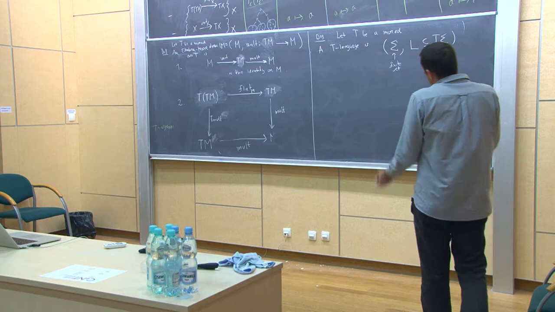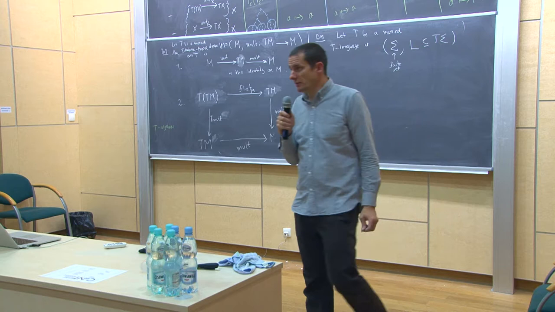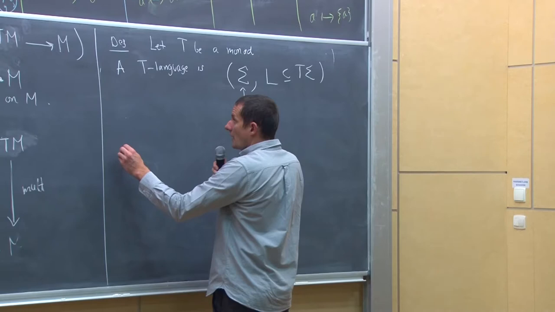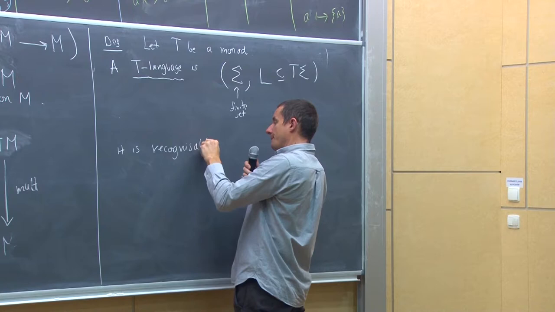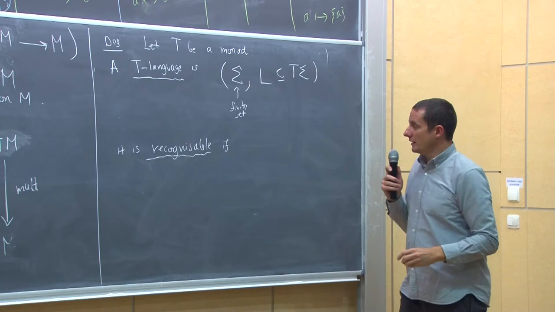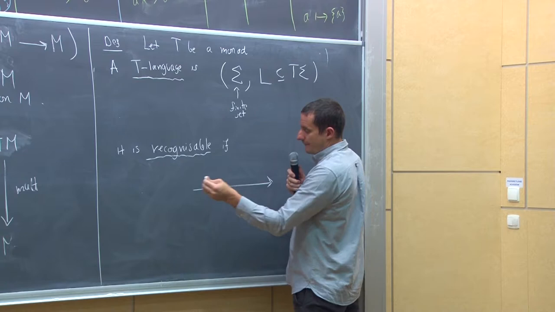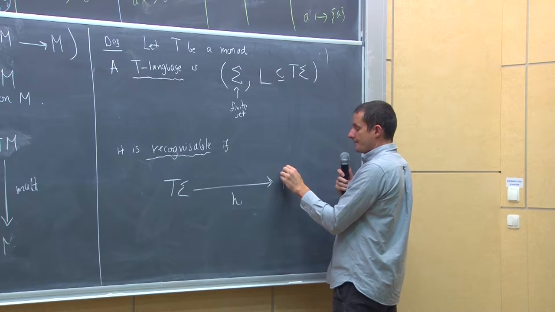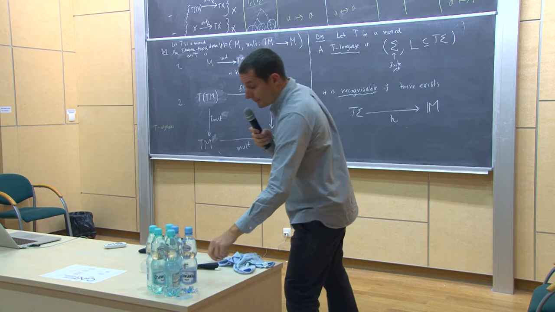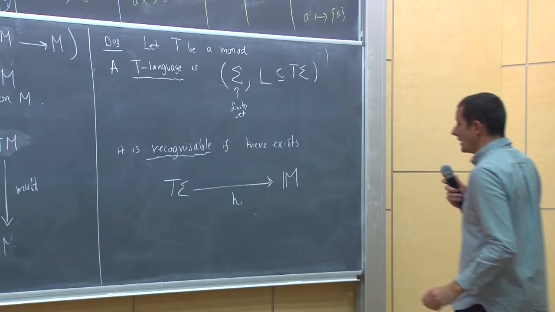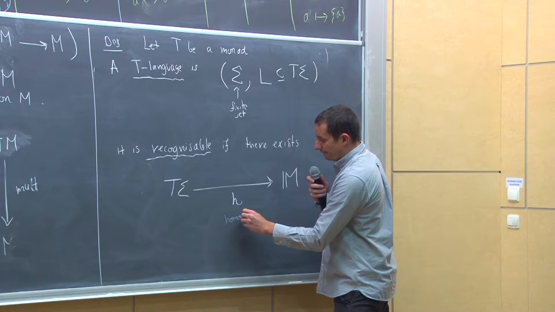So if you instantiate it to the monad of finite words, you get a finite word language, and in other cases, you get other languages. Then we can say that it is recognizable if there exists a homomorphism. This is what I'm defining, yes? This is supposed to be a homomorphism. And this is supposed to be a finite algebra.